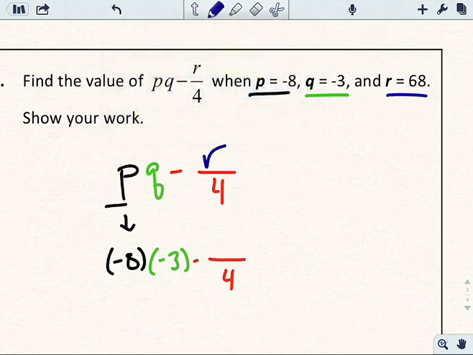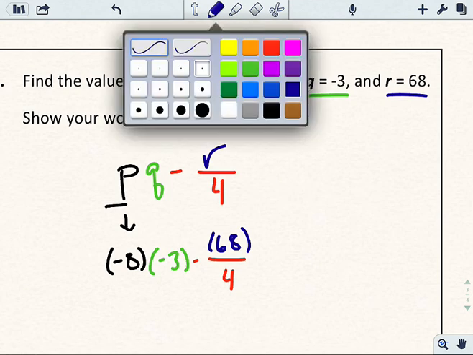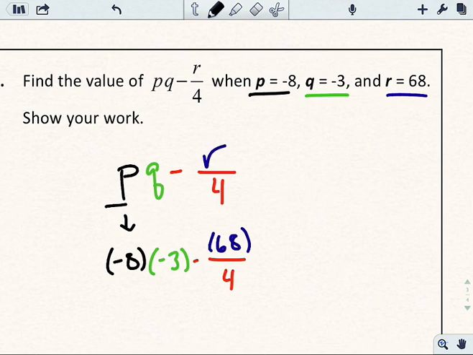Instead of this R, let's write a 68. It's a direct replacement. So now let's actually work this out. Left to right, parentheses comes first. No parentheses, except this involves a multiplication. We have 8 times 3 makes 24. Two negatives make a positive.